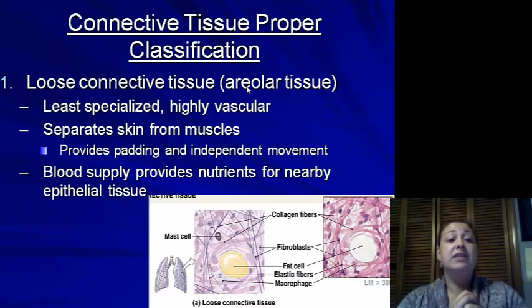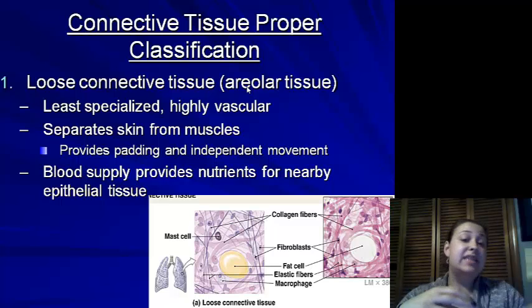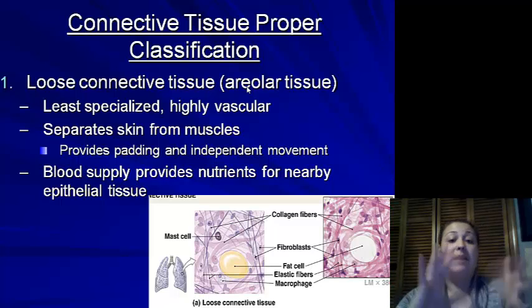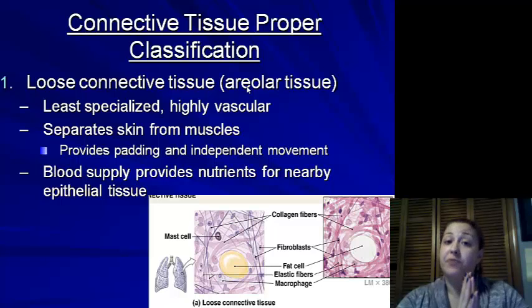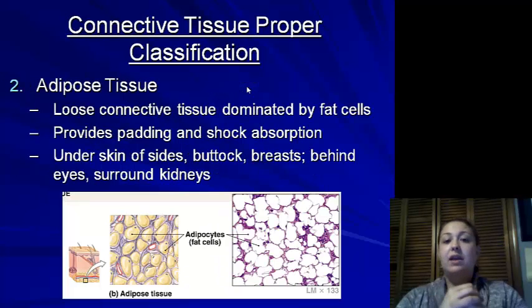Connective tissue proper has multiple classifications. They can have loose connective tissue, or the areolar tissue. It is least specialized. It is highly vascular, which means it has lots of blood supply to it. It separates the skin from the muscle, providing a padding and allows independent movement. It has a blood supply that provides nutrients from nearby epithelial cells.